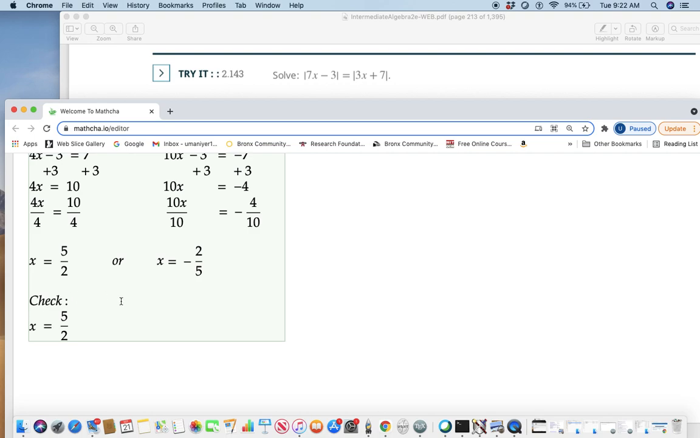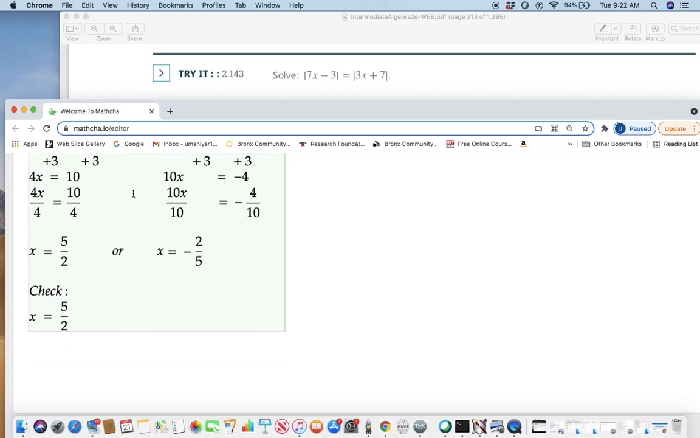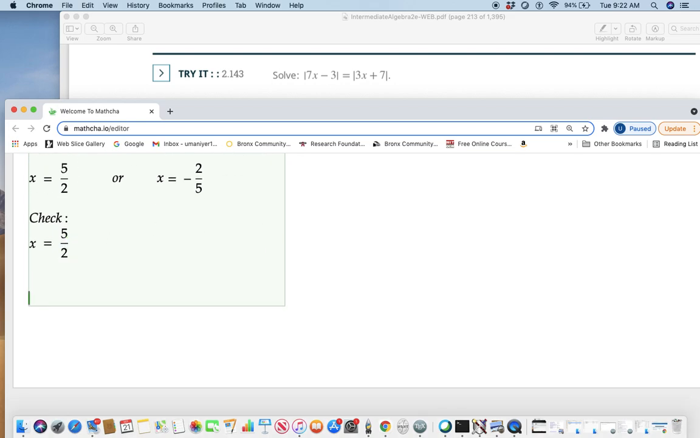So let's check x equals 5 halves in this particular equation. Okay, it will take a long time to check, but it's good to check anyway. Absolute value of 7x minus 3 equals absolute value of 3x plus 7, and that's your proposed solution. So you want to check. How do we check? Where you see the variable, you place parentheses first. Fill in the parentheses with your proposed x value.